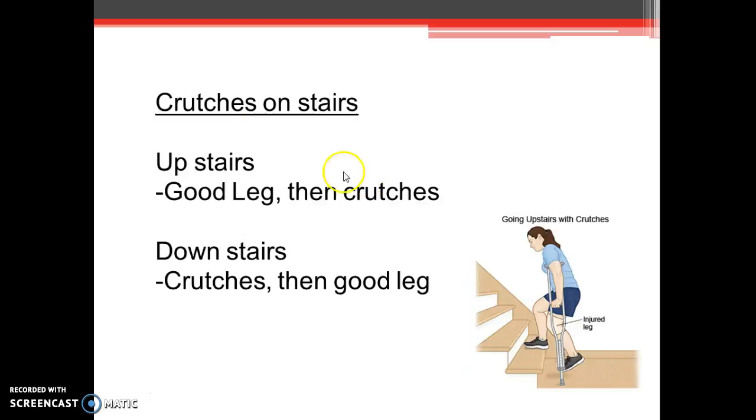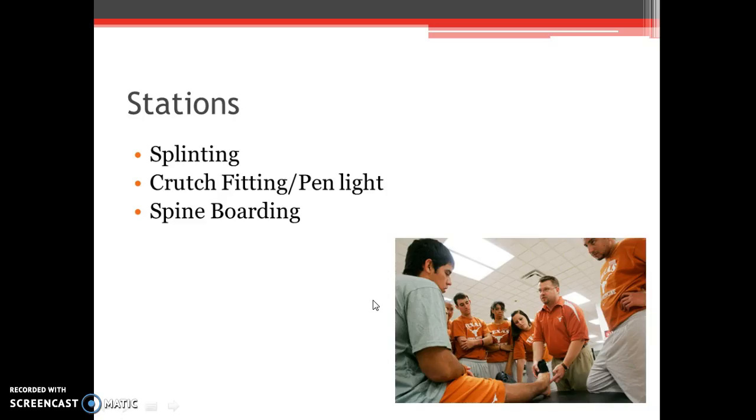All right, and then this will be on the test as well, so I want you to think through this. Crutches on stairs. If you're going upstairs, lead with your good leg, then put up your crutches. So going upstairs, lead with a good leg, then put up your crutches. Going downstairs, it's crutches first, then the good leg. All right, so it's opposite of that.